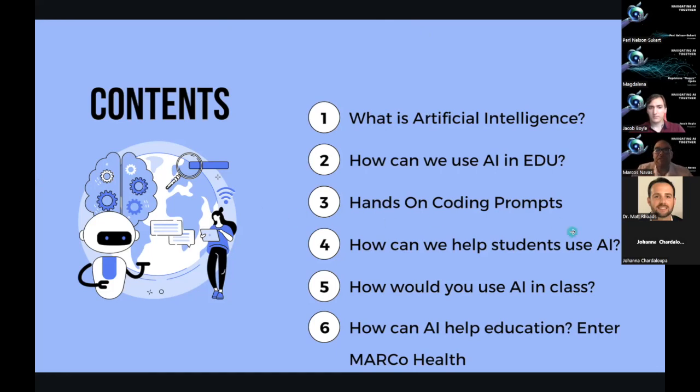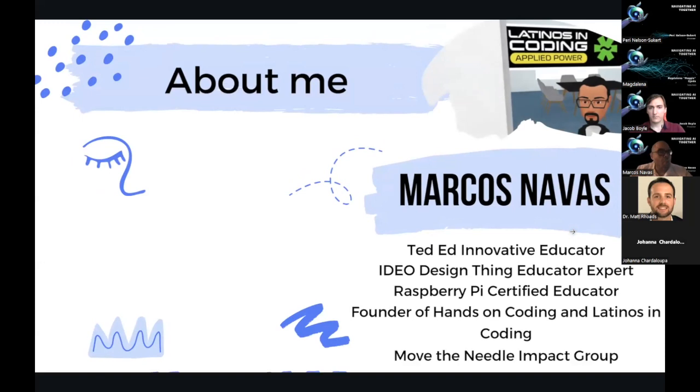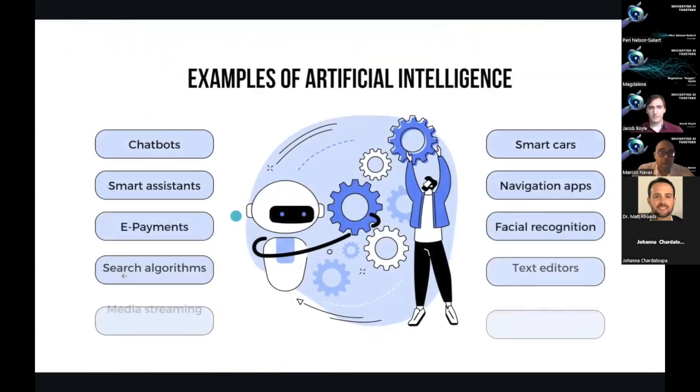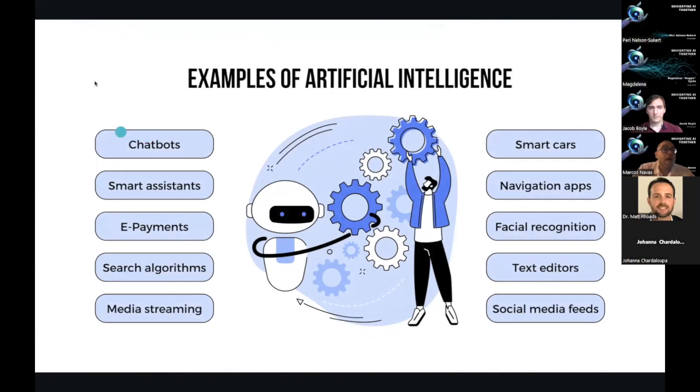So let's get started. My name is Marcos Navas. I'm actually a TED Ed innovative educator. I am also an IDEO design think educator expert, a Raspberry Pi certified educator, and founder of Hands-on Coding and Latinos in Coding. And more importantly, I'm here to talk about AI and how we could use it.